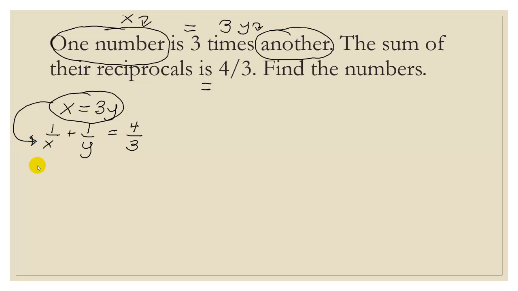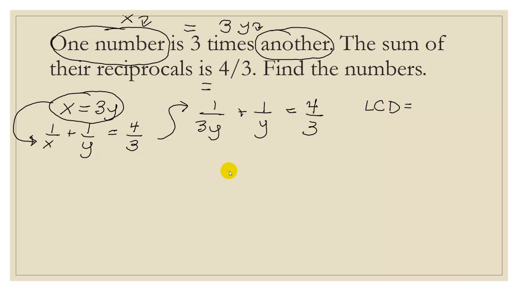So let's do that. Rewriting this, instead of 1 over x, we can write 1 over 3y plus 1 over y equals 4/3. So we're now down to just solving a rational equation. And the easiest way to do this is just to find the LCD, the least common denominator, and multiply both sides by that. Well, here we have a 3, here we have a y, so we can write those 3y's in here.